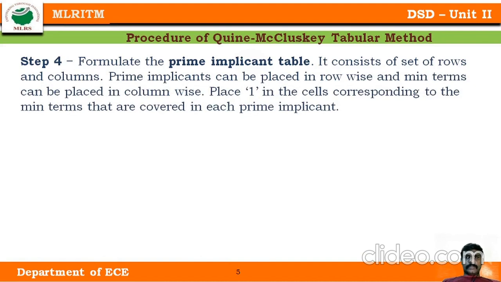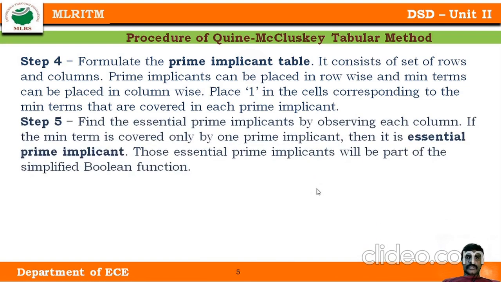Step 4: formulate the prime implicant table. It consists of a set of rows and columns. Prime implicants are placed row-wise and minterms are placed column-wise. Place a one in every cell corresponding to the minterms covered by each prime implicant. Find the essential prime implicants by observing each column. If a minterm is covered by only one prime implicant, then it is an essential prime implicant. Those essential prime implicants will be part of the simplified Boolean function.